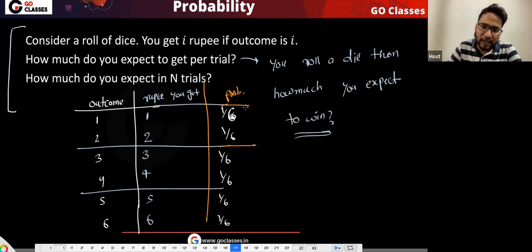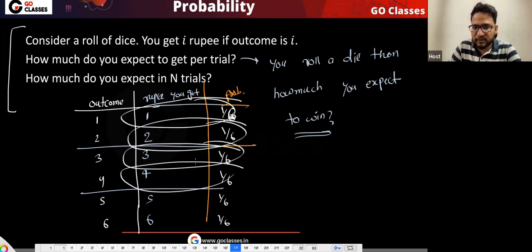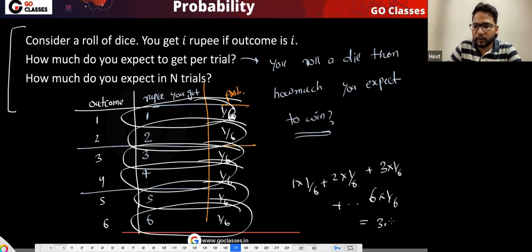So now the expectation will be just multiplying these things. Once you get these two columns, you just multiply them side by side. Which means it is 1 into 1 by 6, plus 2 into 1 by 6, and then 3 into 1 by 6, and then finally 6 into 1 by 6. If you calculate it, it will be 3.5.